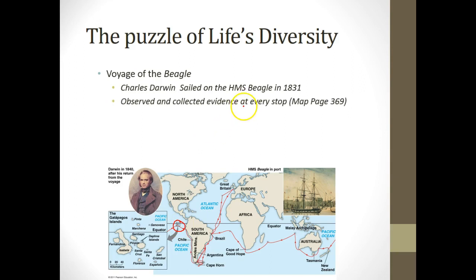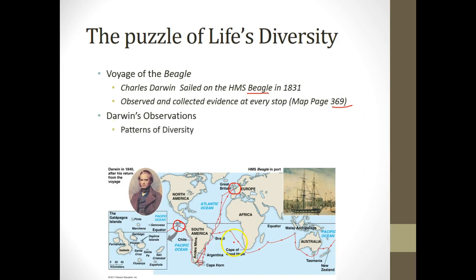But he sailed on the Beagle, that was his ship, in 1831. It took him about 6 years to get from Great Britain down around the coast of South America to the Galapagos Islands, over to Australia, around the south tip of Africa, hitting Brazil one more time before returning back to Europe. And so while he was sailing, he collected evidence at every stop, and there's a map in your book, page 369, that looks very similar to this one, that will help you track that route.